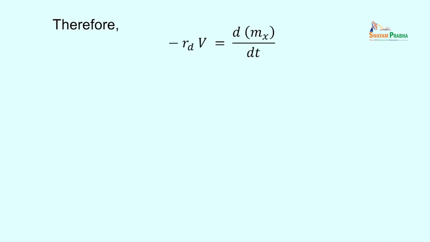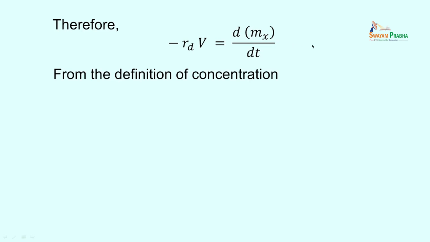Therefore, this R_D into V, which is the rate of consumption of cells or the rate of death of cells on a mass basis, this minus comes from our balance equation, equals the accumulation rate of the mass of cells inside the bioreactor when it is being sterilized. Minus R_D into V equals d/dt of m_x. Now, we have everything on a mass basis, which is nice to have.